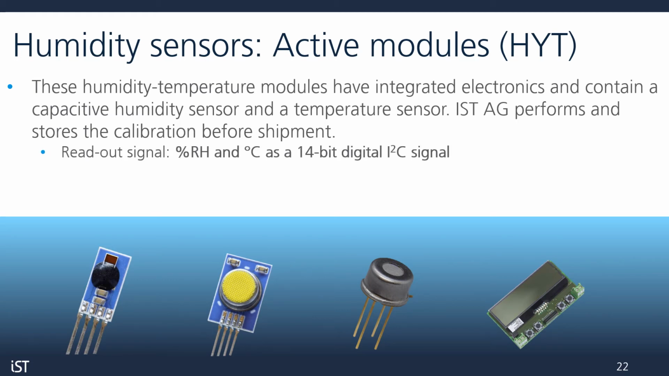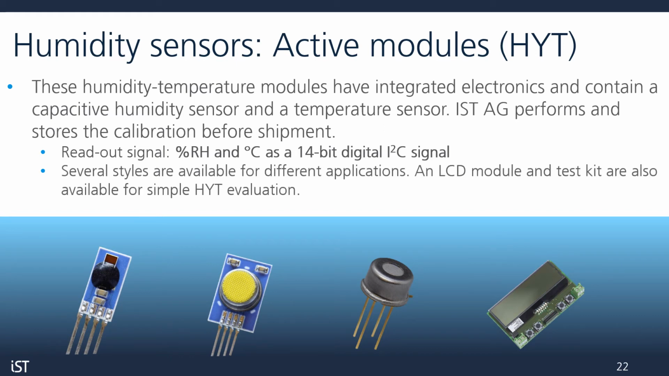The readout signal here is %RH and degrees C as a 14-bit digital I2C signal. As you can see below, there are several models to choose from, all suitable for different applications. On the right, we have our LCD module, which is useful for simple evaluation of the HYTs and easy integration with customer electronics.